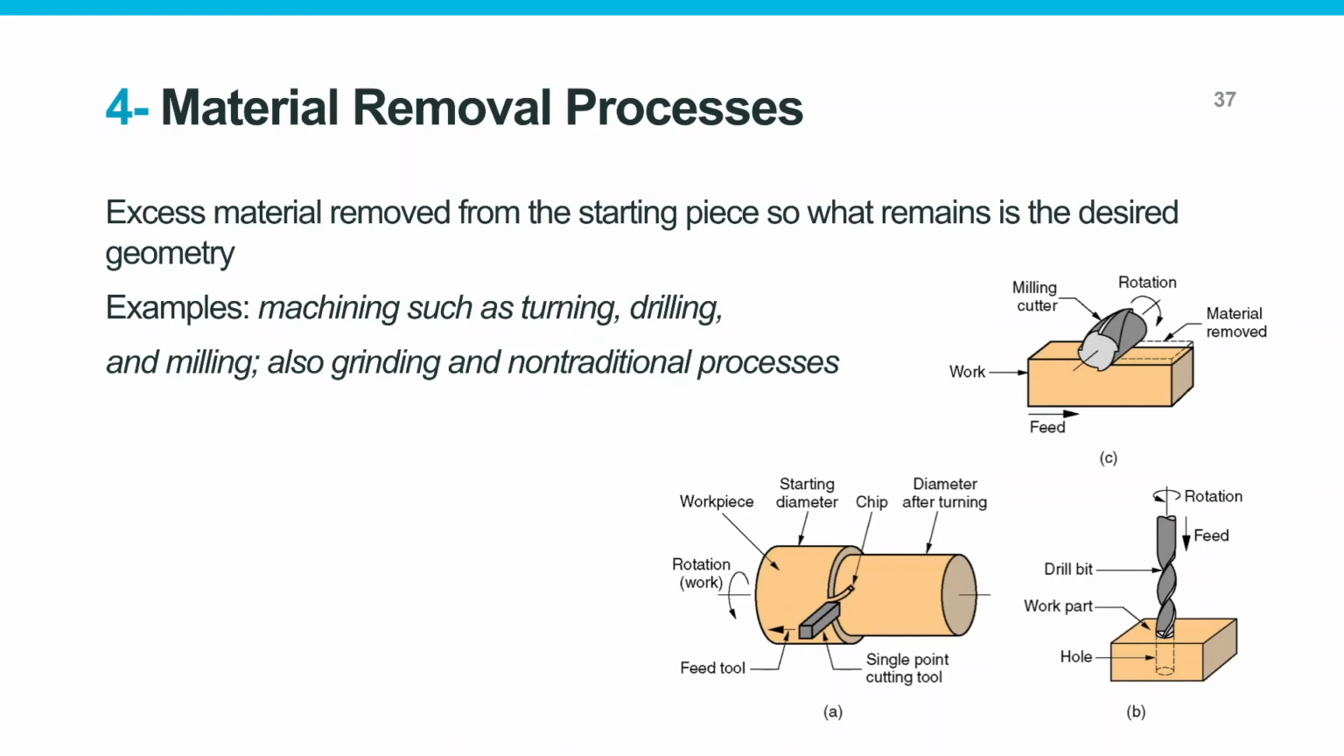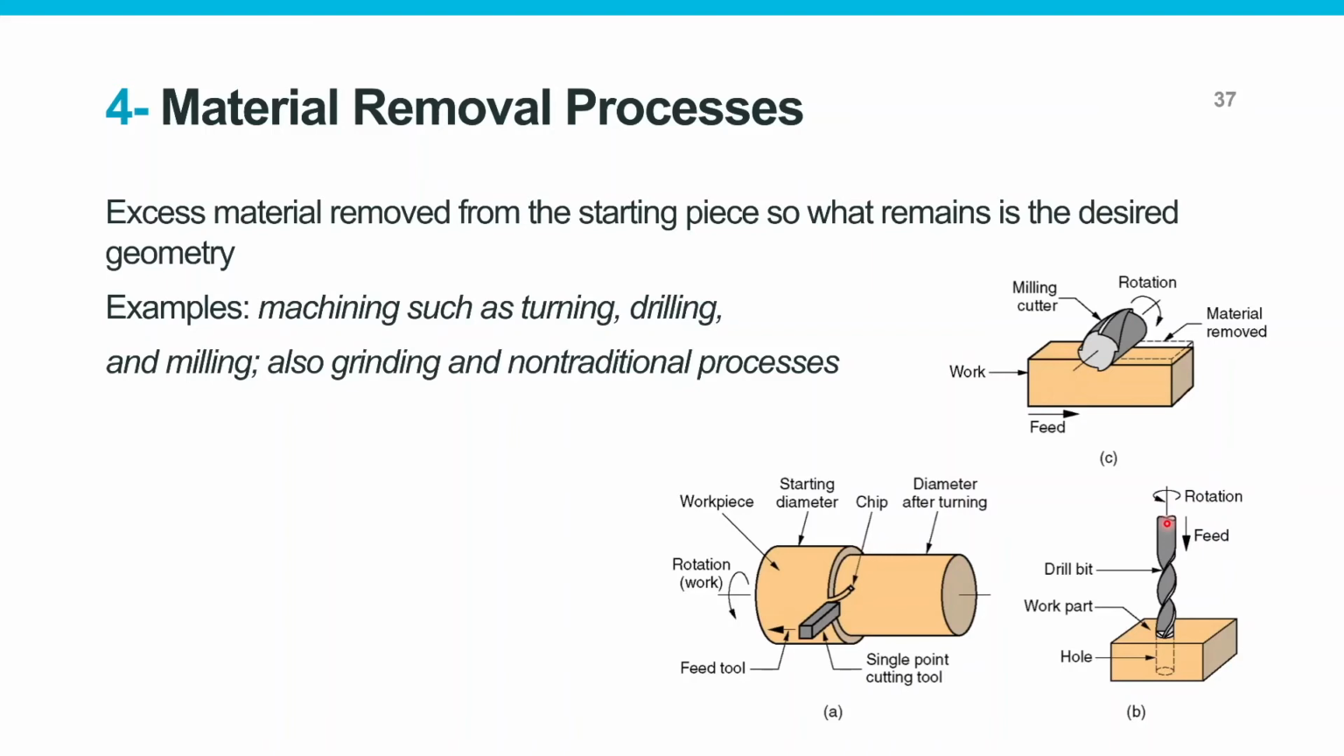In material removal processes, the excess material is removed from the starting piece, so what remains is the desired geometry, the geometry that we want. Machining processes such as turning, drilling, and milling are all basically material removal processes. In face milling, the block of material is stationary, and the machining tool, such as the milling cutter, is going to move to remove the appropriate material in order to get the shape that you're looking for.